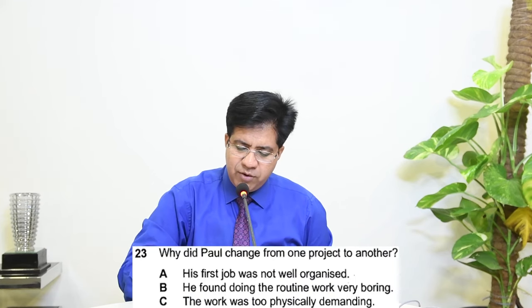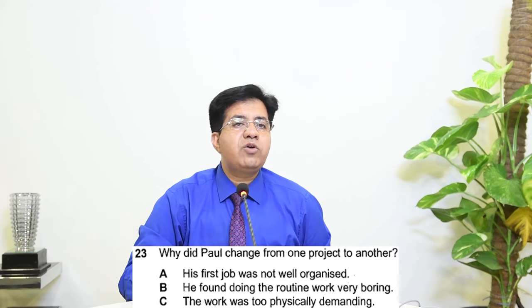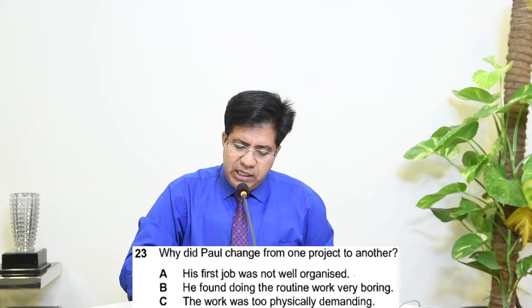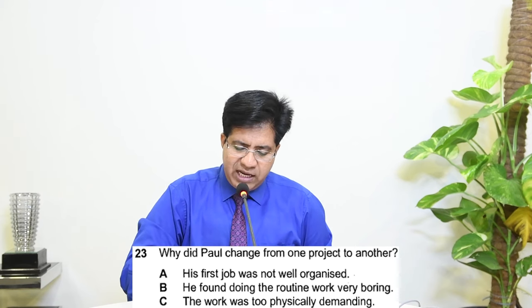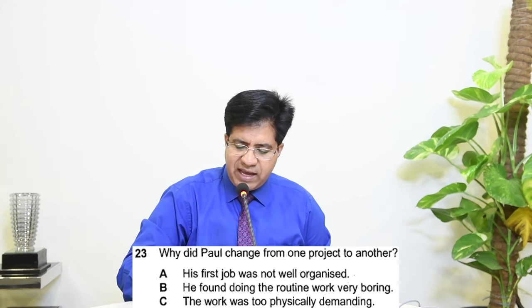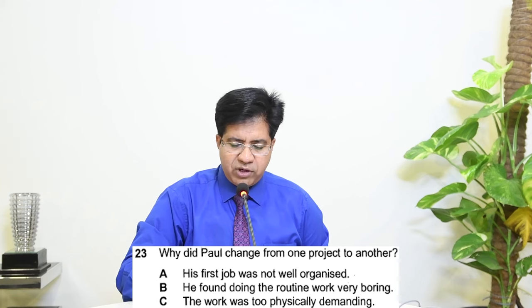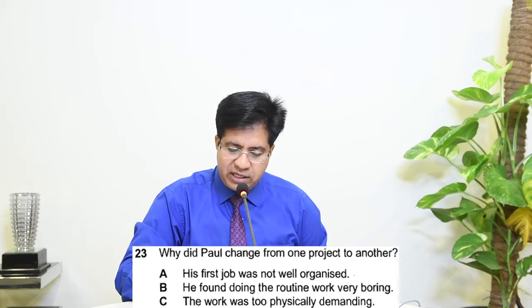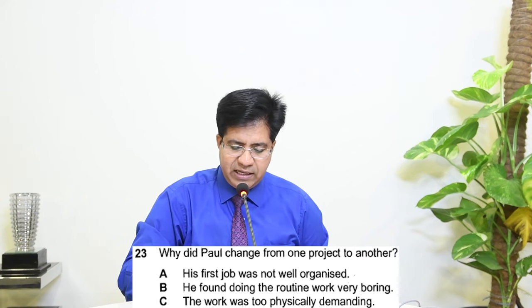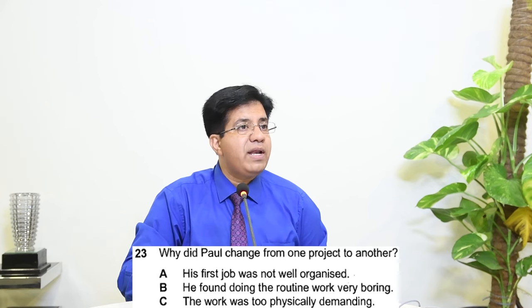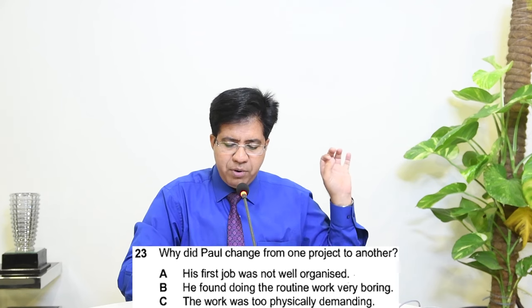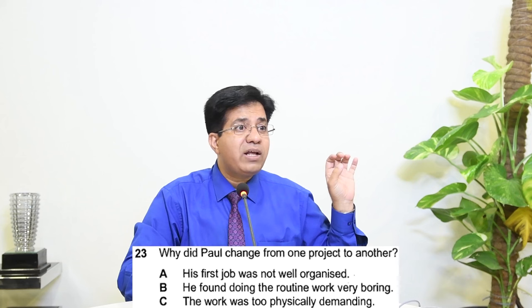Why did Paul change from one project to another? This multiple choice is all about reason. A, his first job was not well organized. Underline not well organized. B, he found doing the routine work very boring. Underline routine work very boring. And C, work was too physically demanding. Underline physically demanding. So the reasons are: C is physically demanding, B is boring, A is not well organized.